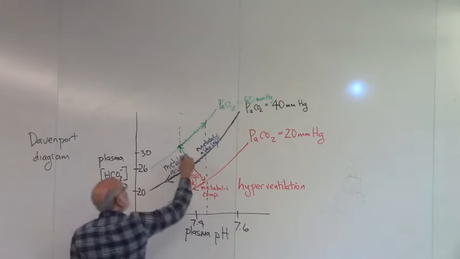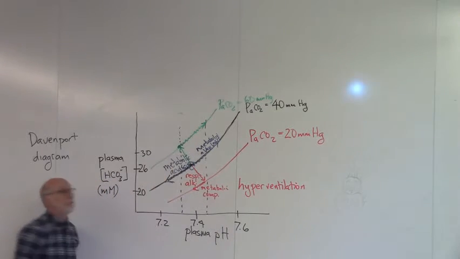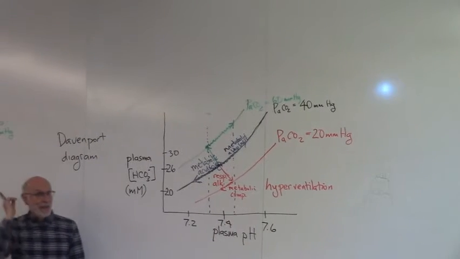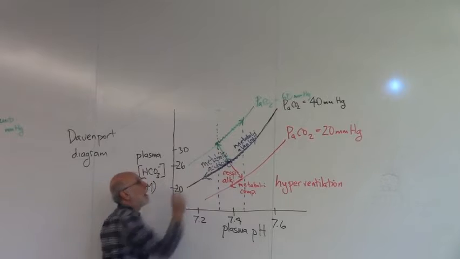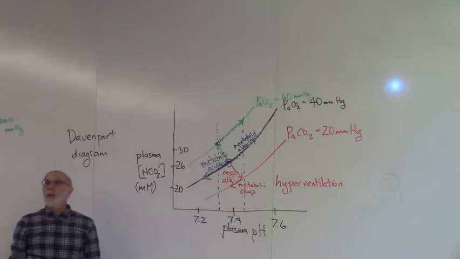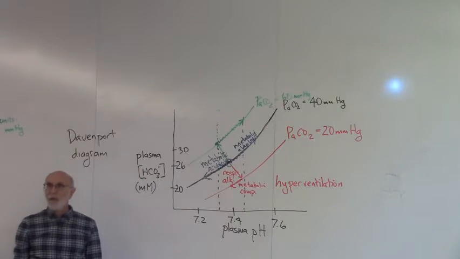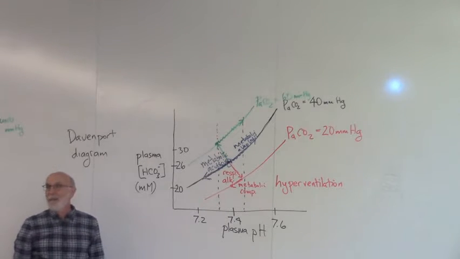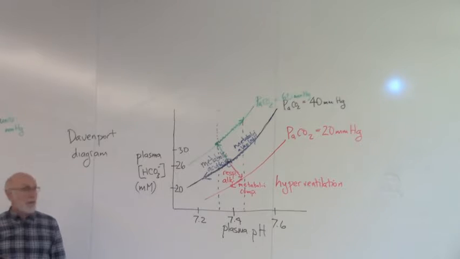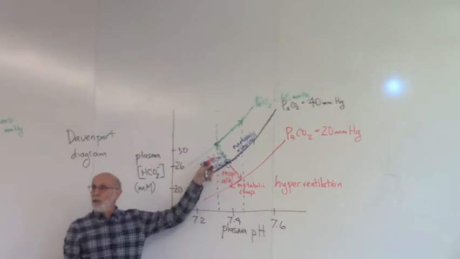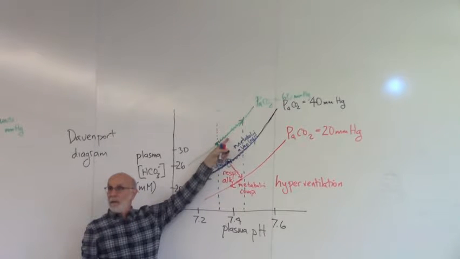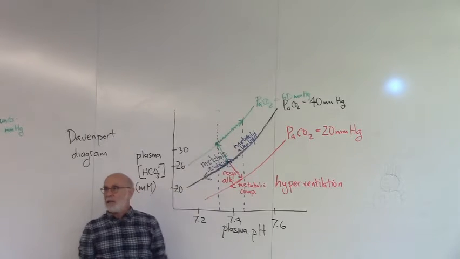So what do we call this green line? Use your pattern recognition skills to tell me what we call this green line. Respiratory acidosis. And I'm not going to label it because you can see why. But you should probably label it. This green line is respiratory acidosis. What is this green wiggle line? Metabolic compensation for respiratory acidosis.